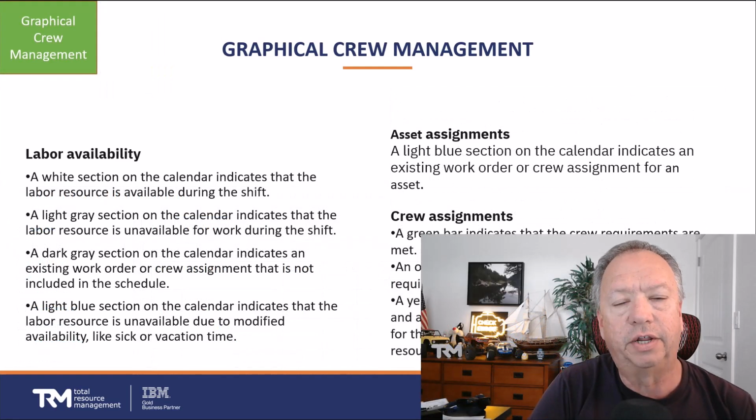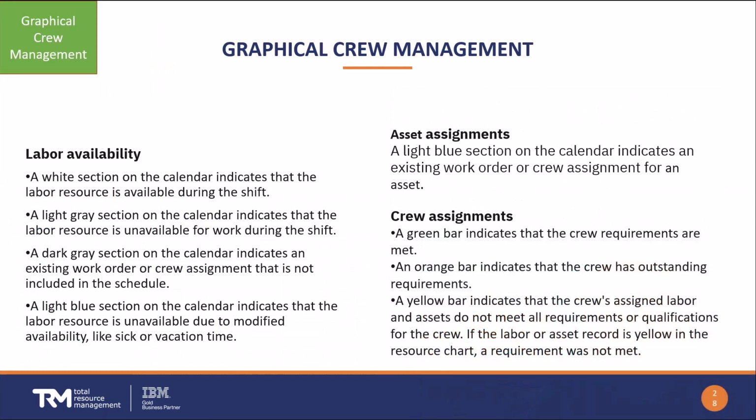I bring this slide up just to mention that there's a lot of different colors on all these different graphical displays, and so you really need to go into the user documentation to understand what the different colors mean, and they do all mean different things. So, for example, here in crew management, labor availability, asset assignments, and crew assignments, they all have different colors, of course, to represent different situations. So you really need to go find this information in the documentation so that these displays make a whole lot more sense to you.